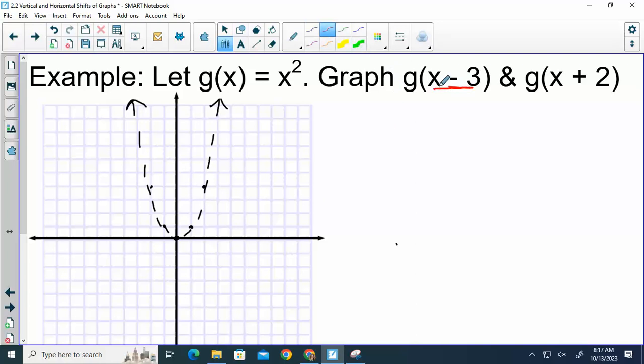So if I said g of x equals x minus 3, that means the equation is like x minus 3 squared. So the 3 is on the inside, so it's changing x, and it does the opposite of what it says. So this would move my graph right 3. Take each of our points right.